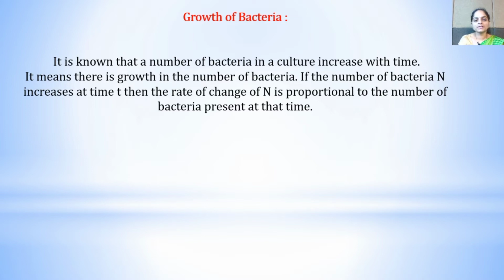Here we use n for the growth of bacteria. In the previous application we used P for the population. According to the condition, dn by dt is directly proportional to n. Now we take the proportionality constant k. Therefore dn by dt is equal to k into n, where k is greater than 0. This is our differential equation.